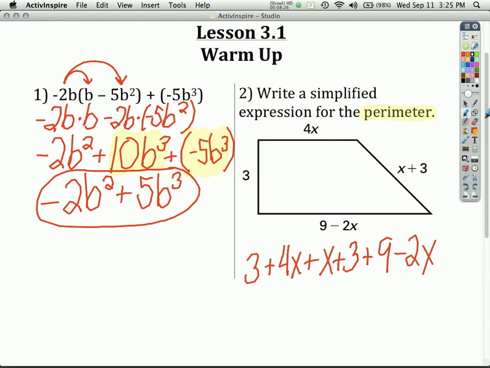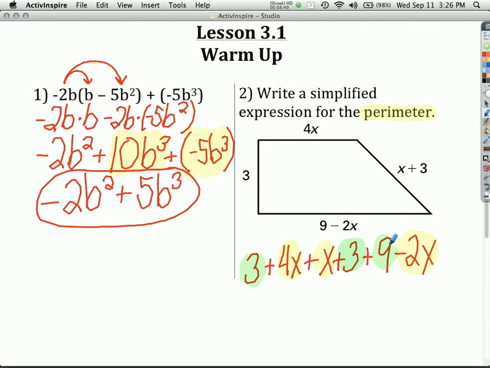Kayla? Combine like terms. We just did it over there in number 1. Now I've got 4x, x, negative 2x. Any other like terms? Edgar? Yeah. 3, 3, and 9.